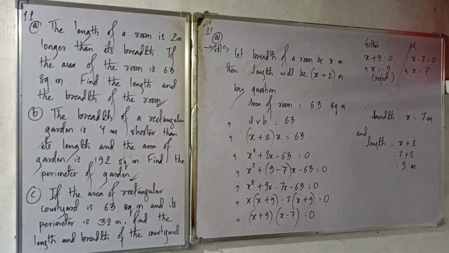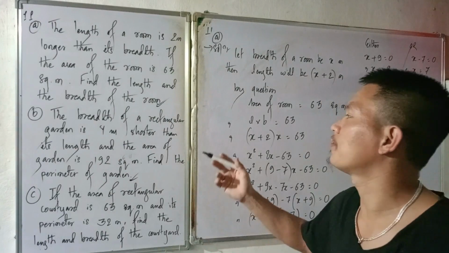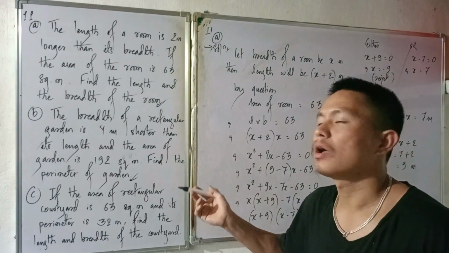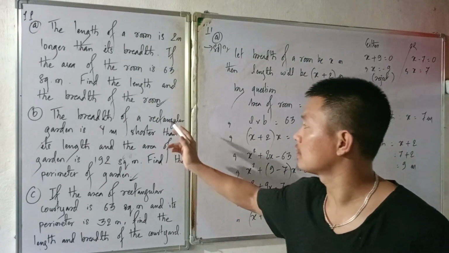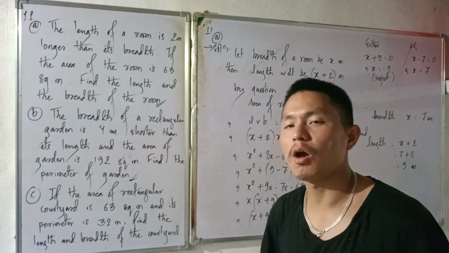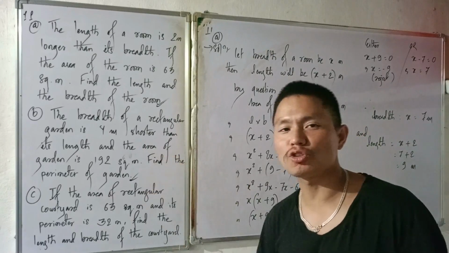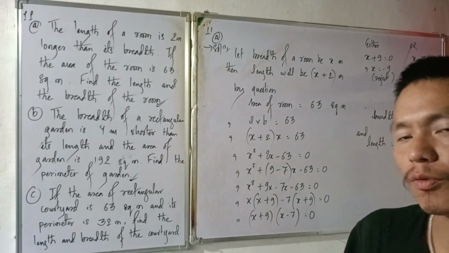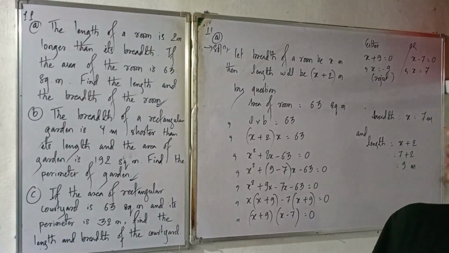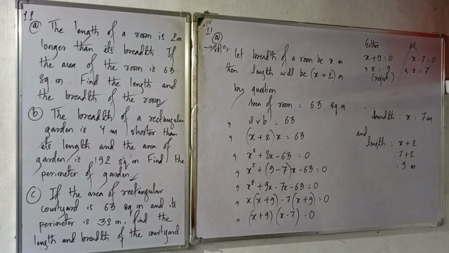So if I consider the length x, then the breadth will be x minus 4, because here it is mentioned the breadth is 4 meters shorter than its length. Or if you consider breadth x, then the length should be x plus 4. However, the length must be 4 more than the breadth. Okay, how would you suppose then?